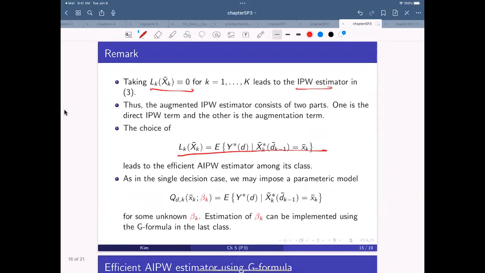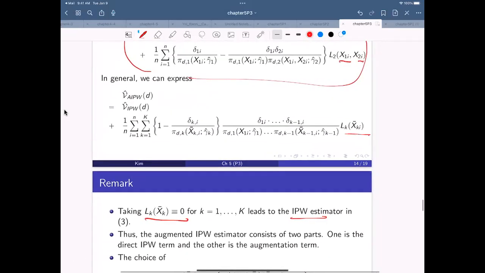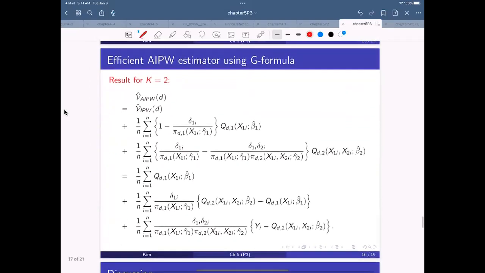So basically, this is the Q function. I mean, the conditional expectation of the potential outcome. And you can use the G formula to estimate beta, and then plug it in here to obtain the efficient one. So then the efficient AIPW estimator can be written this way.